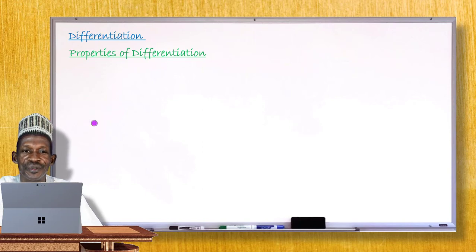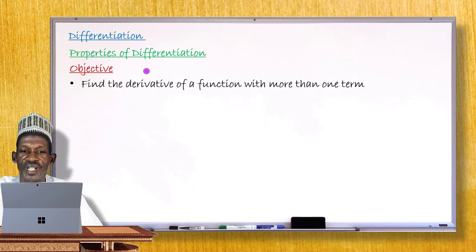Today, in continuation with your main topic, that is differentiation, what we are going to learn is properties of differentiation. So let's begin. After completing this lesson today, my dear student, you will be able to find the derivative of a function that has more than one term. This is what I hope you'll be able to do after completing the lesson today.